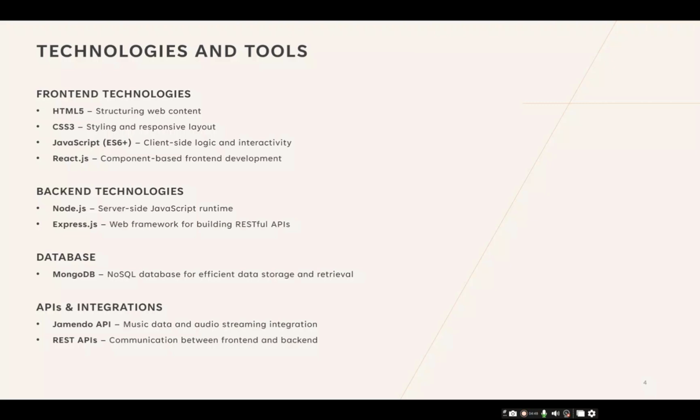And the backend technology, first one is Node.js. It allowed me to run JavaScript on the server, and its event-driven architecture helped handle multiple requests efficiently. And the next one is Express.js. It was used to build backend APIs. It helped me create routes, implement middleware, handle requests, and return JSON responses.